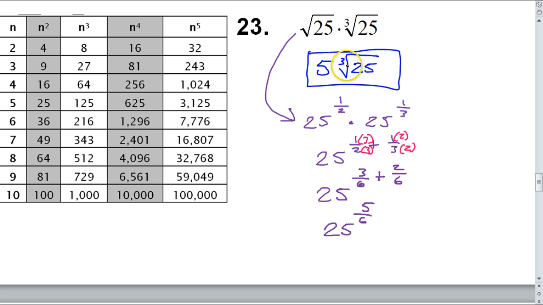Now, since we started off in radical form, we really need to write our final answer in radical form. So in radical form, this is the power and this is the root. So this would be the 6th root of 25 to the 5th power. Okay, so both of these are equivalent, but you can see that this one isn't any more simplified than this one. So you really could just have left it in the first place.